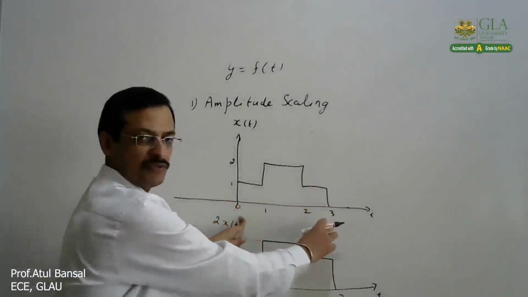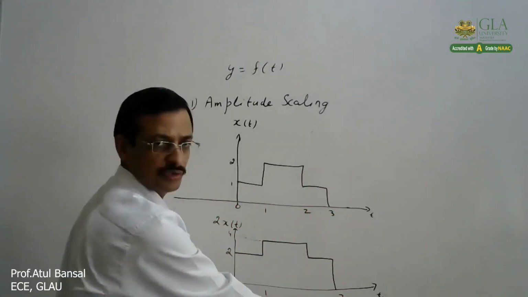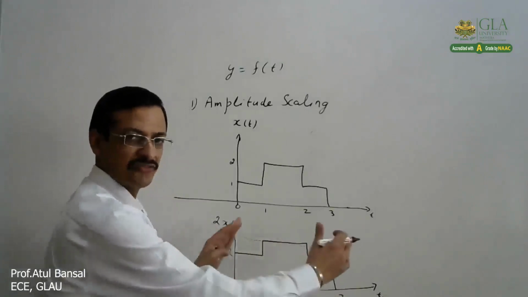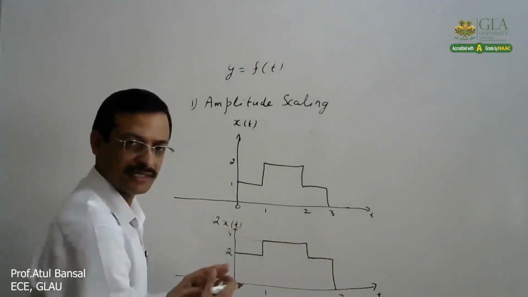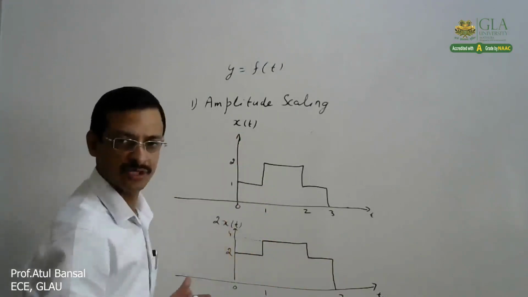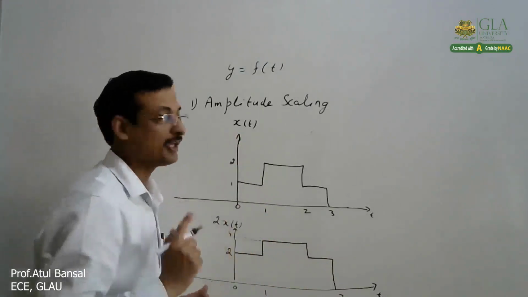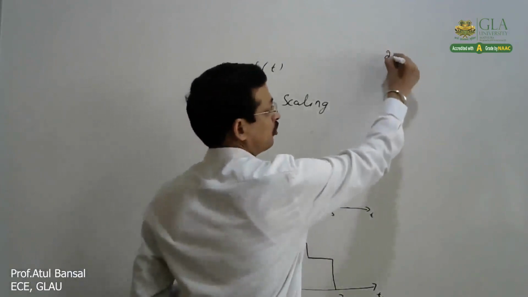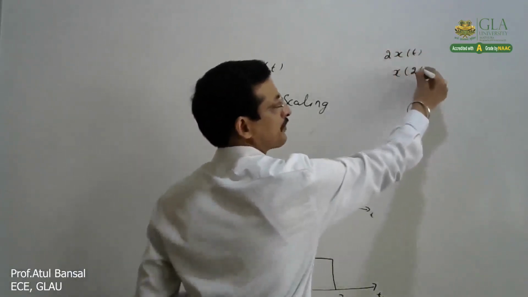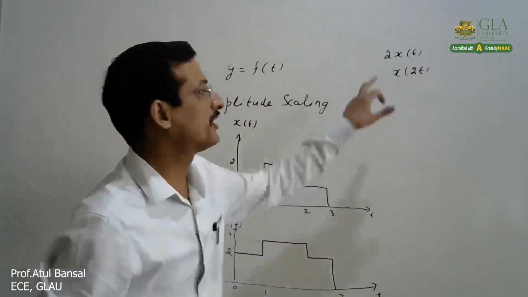The signal range remains same. That is, it was initially from 0 to 3. Here also it remains 0 to 3. There is no change on this horizontal axis. Neither does the signal get shifted right or left, nor does it get compressed or expanded. Only the y-axis, the magnitude, changes. So that is what happens. So be careful: 2x(t) and x(2t). These two are different things.